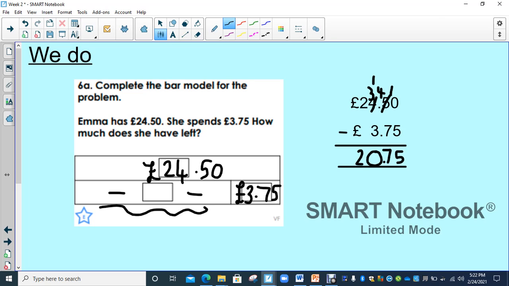So, therefore, I know that this missing part of my bar model is £20.75. And I could check that if I wanted to by adding £20.75 and £3.75 together, and I would get the total of £24.50.